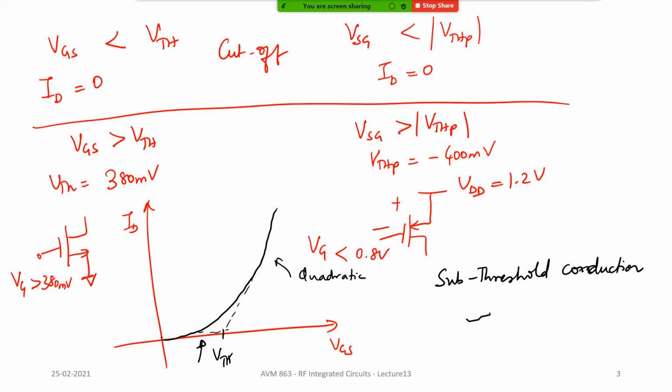And this is more pronounced in lower technology nodes. When I say lower technology nodes, let's say 90, 65, 40, 28, 22, all these more advanced technology nodes. In lower technology nodes it is more. Subthreshold conduction is more, which is why in digital circuits you talk about leakage power and so on. Anyway, let me not get into that. So there is subthreshold conduction. The current does not drop down to complete zero.